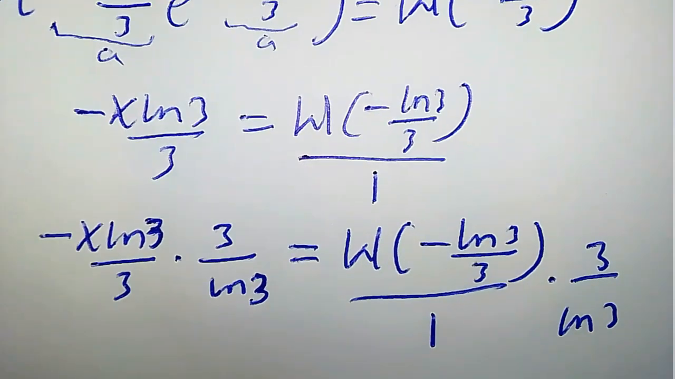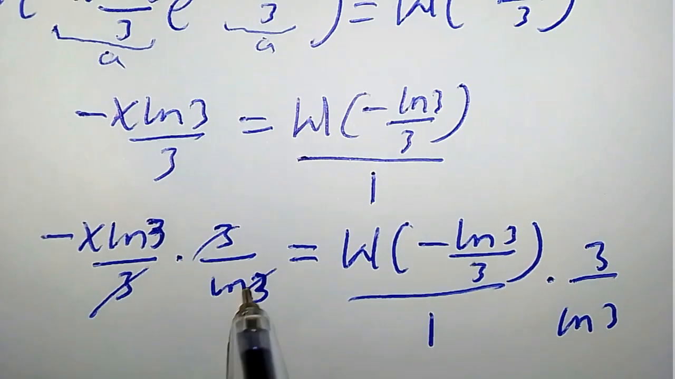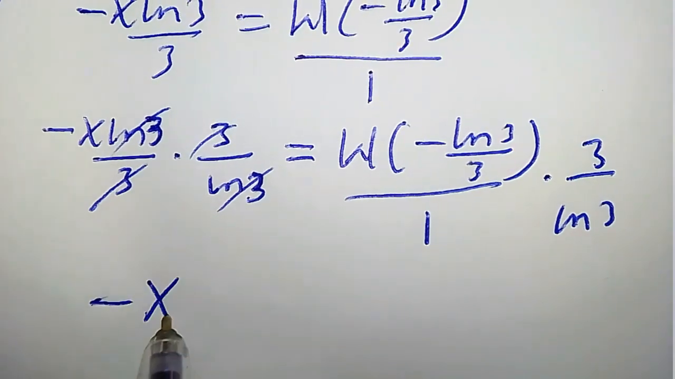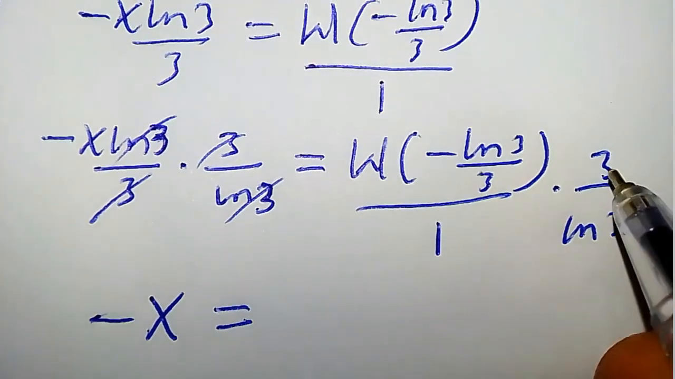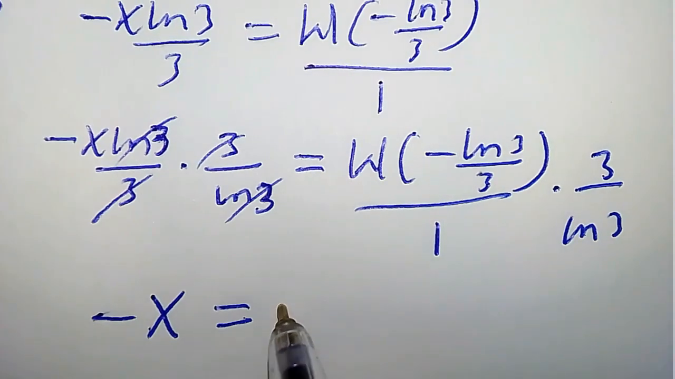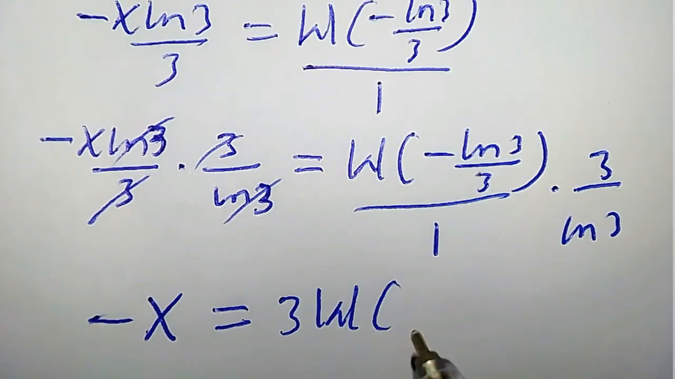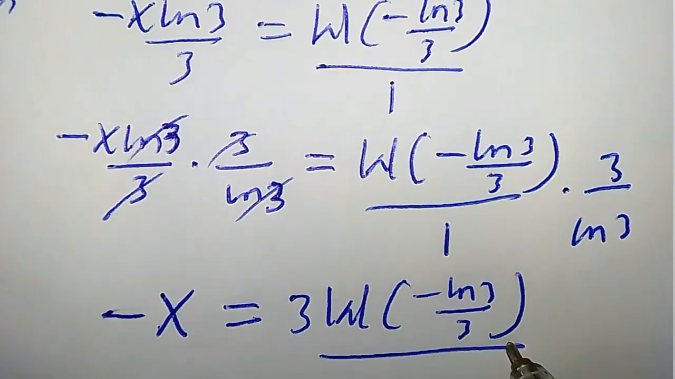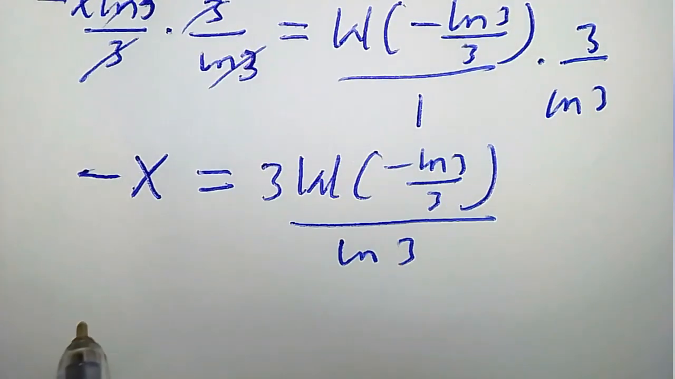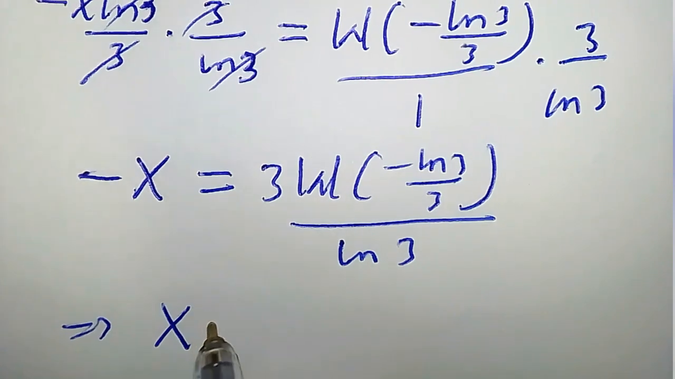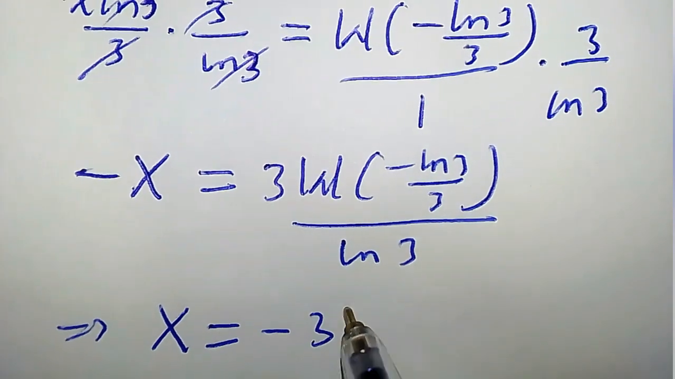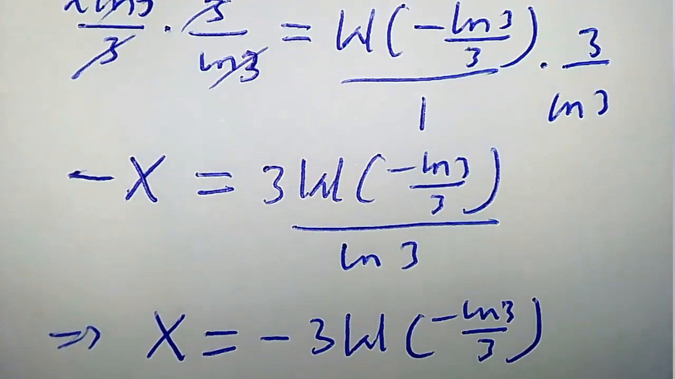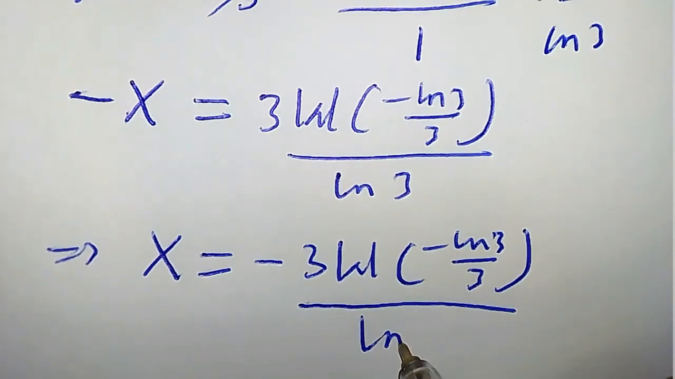Clearly, these cancel each other. Likewise, these also cancel each other. So we are left with negative x on the left side equal to 3 over ln 3 times W of negative ln 3 over 3. This implies that x is equal to negative 3 times W of negative ln 3 over 3, all over ln 3.